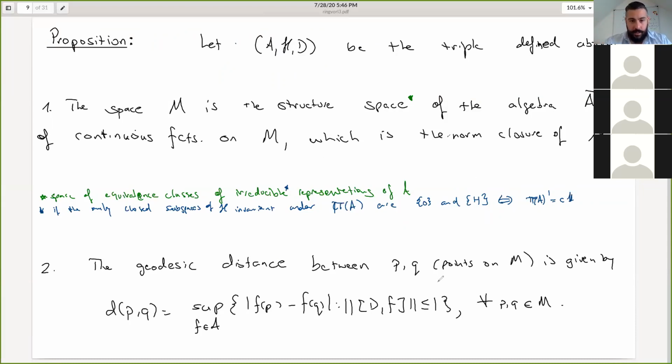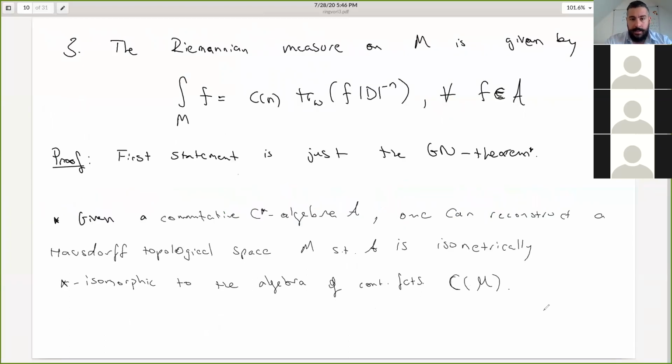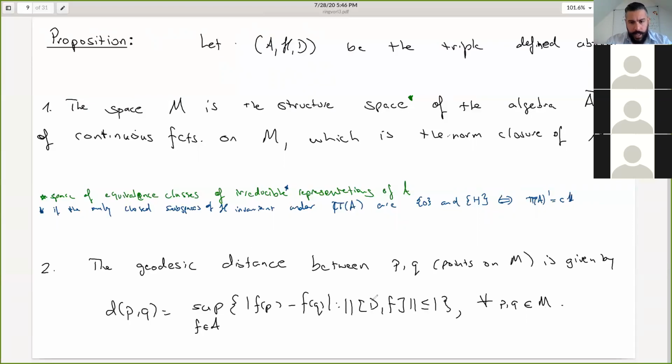The second interesting thing here is that the geodesic distance between p and q is given by the supremum of the norm of f(p) minus f(q), such that the norm of the commutator of D and f is less than or equal to 1, for all p, q element of M, and for all f element of the algebra, okay?